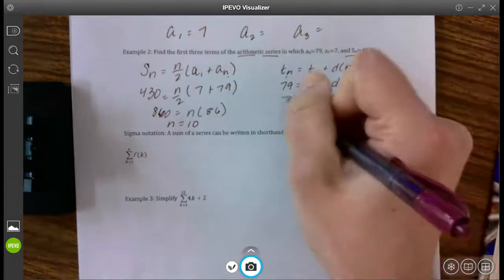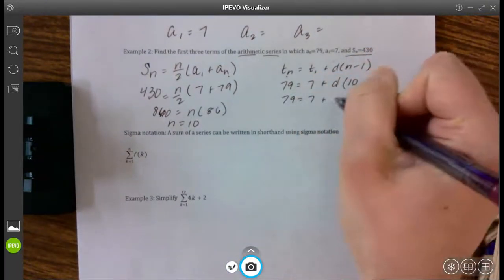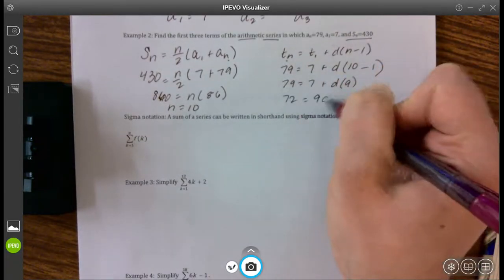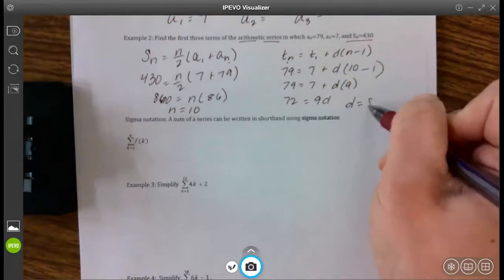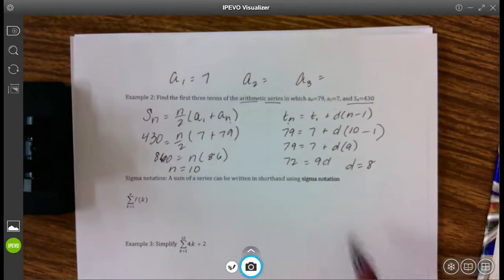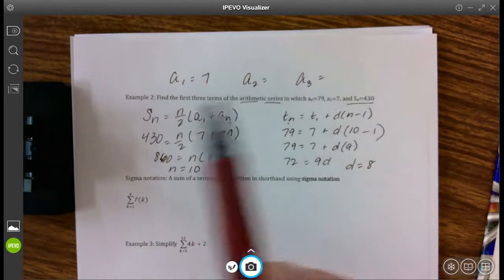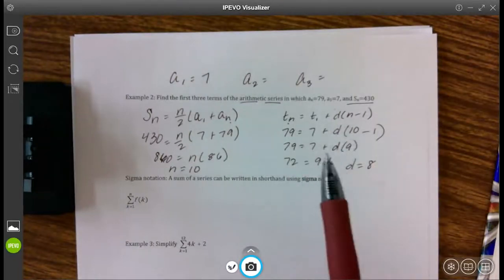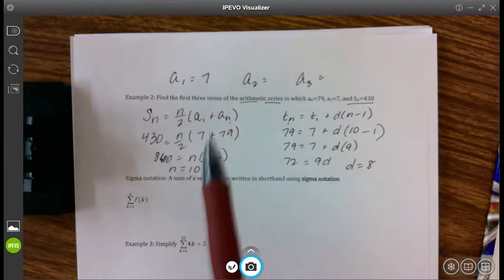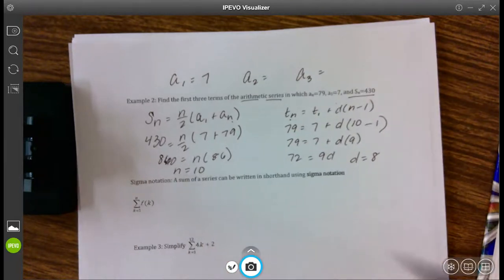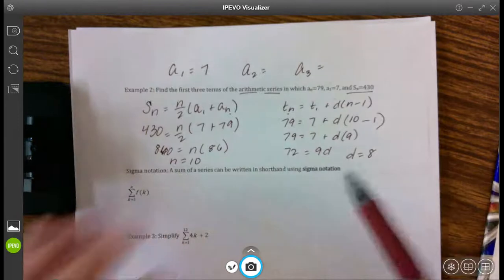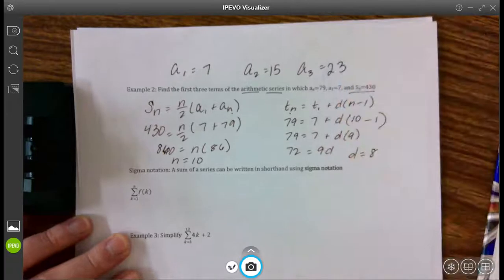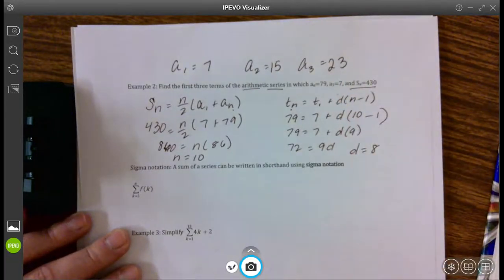So if there's 10 terms, that means if I subtract 7, my common difference is 8. Okay, so let's recap. They wanted to find the first 3 terms. They gave me the first term. I don't know the common difference. But if I use this formula, I can't find the common difference unless I knew n. I can't find n unless I use this formula. So if you're like, what would I have done? Write all your formulas out, solve for what you can, go from there. If you add 8, you get 15. You add 8, you get 23. There's the first 3 terms.